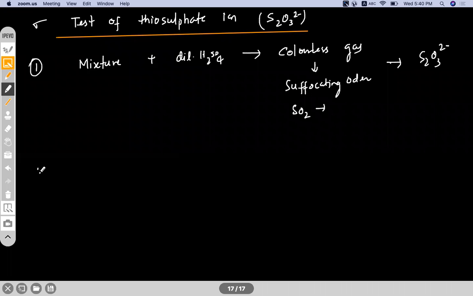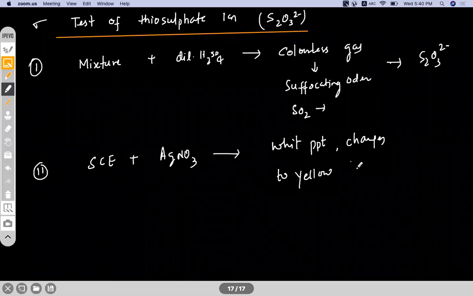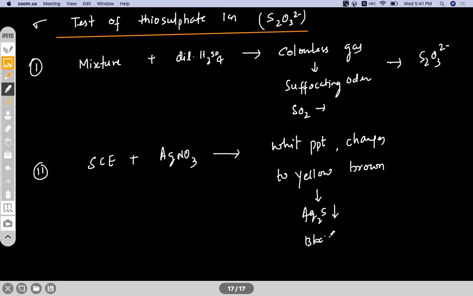Okay, now the third one you see, which here we have, the second one, is sodium carbonate extract. We add AgNO3 solution. So it converts into a white precipitate, which quickly changes to yellow brown, and finally it converts into Ag2S, that's black. This confirms the presence of S2O3 2 minus.